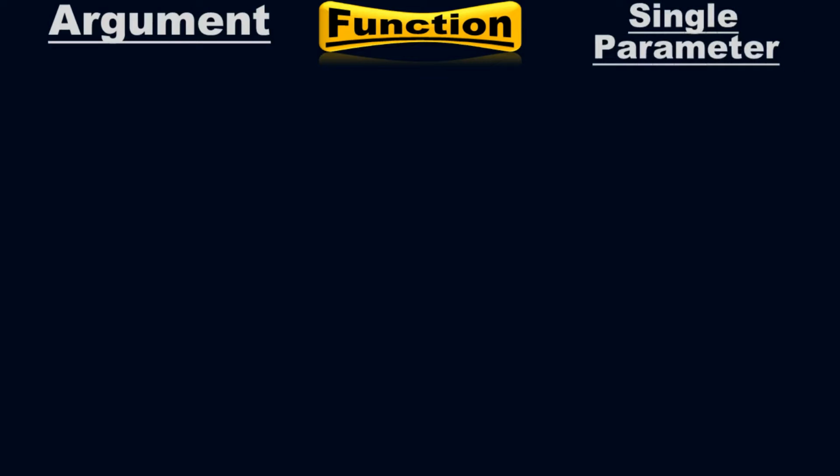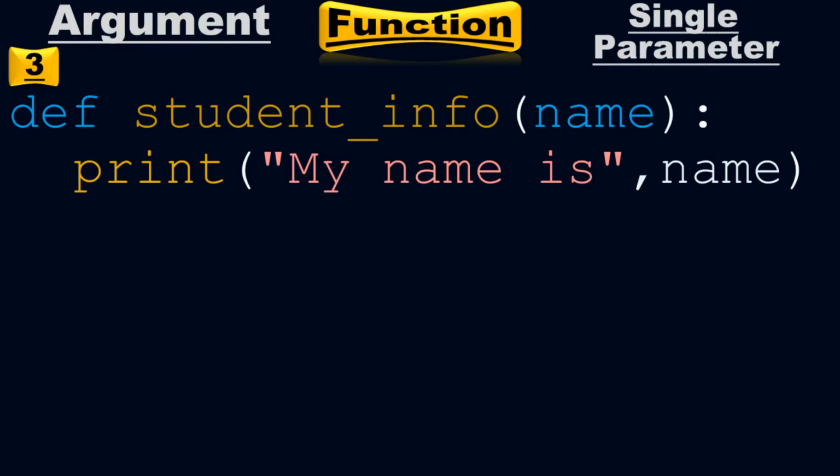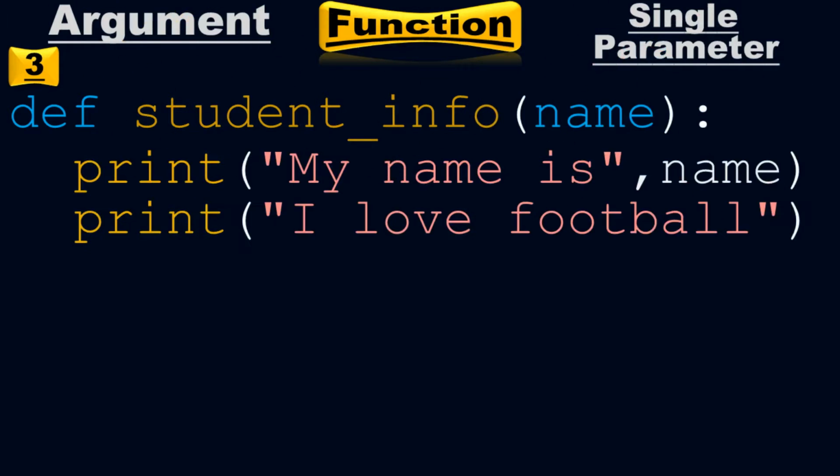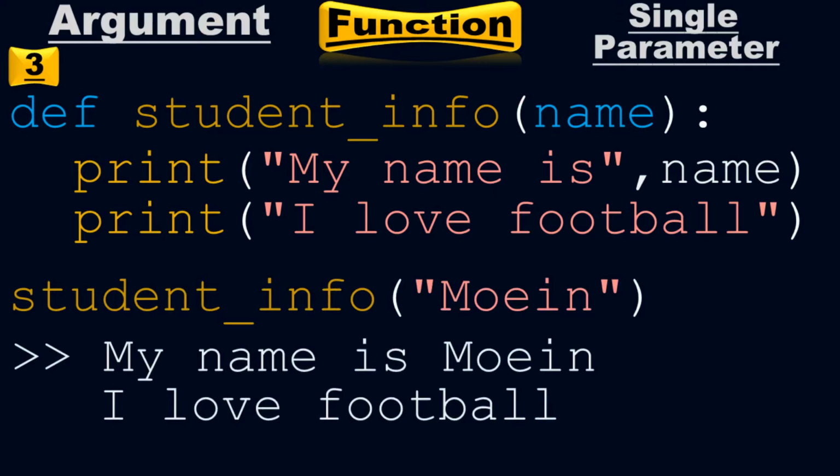Single parameter. In this session, we will pass a single parameter to the define function. So let me check an example. Example number 3. Define student info of name. Print of my name is, comma, name. Print of I love football. Student info of Moein. When you run it, you will get my name is Moein, I love football.